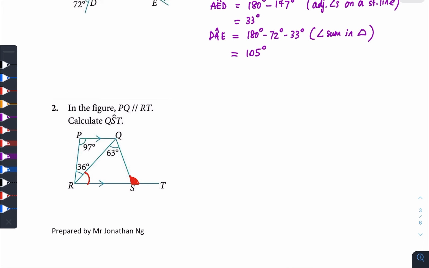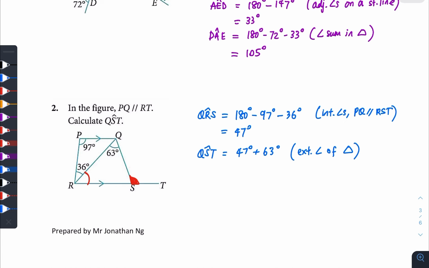For me, in this question, I'll follow the interior angle method. Okay, so I'm going to start off with angle QRS first. So QRS is equals to 180 minus 97 minus 36 will give me this angle over here. So this angle over here, QRS, is going to be equals to 47 degrees. And because of that, the angle QST is going to be equals to 47 plus 63, the sum of 47 plus 63, and this is going to be equals to 110 degrees.